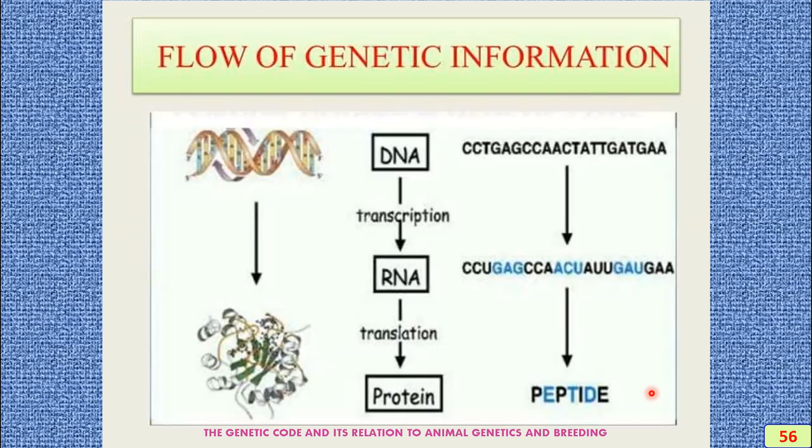And this is the flow of the genetic information. From DNA, it undergoes the transcription process, then the genetic code is changed from RNA to translation, then the required type of protein is synthesized, or the peptides are formed, by using different nucleotide combinations or codons.